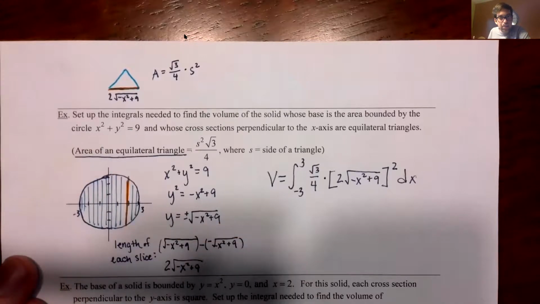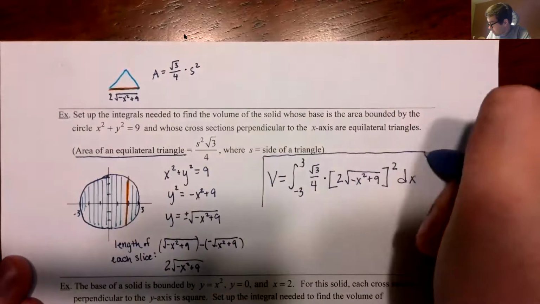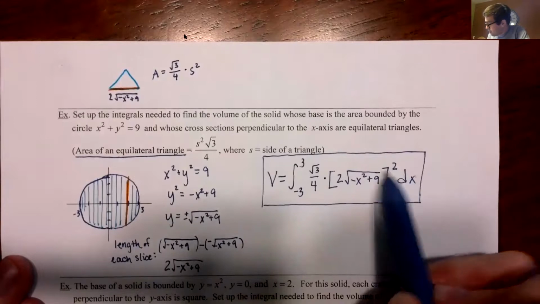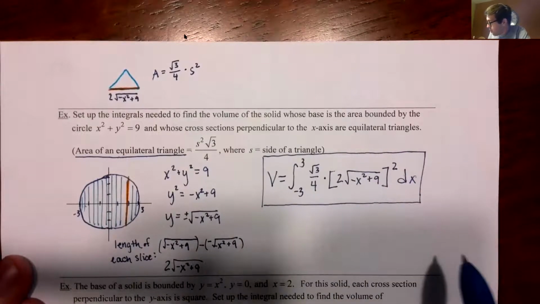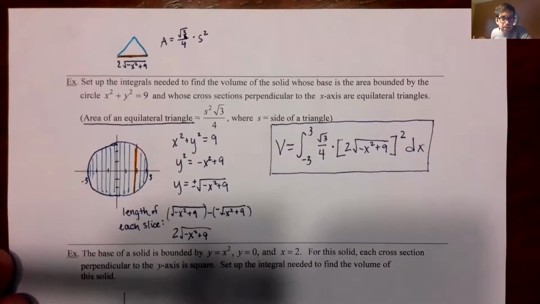So we don't even need to find the answer. That is the answer. But we could type that into a calculator if we wanted. We might even be able to do it by hand since the square and the square root are going to cancel for part of this. So that is doable. If you want an extra challenge, you can do that. But the question didn't ask us to. It just said to set it up. So we did it. Okay, so that represents the volume of the solid.